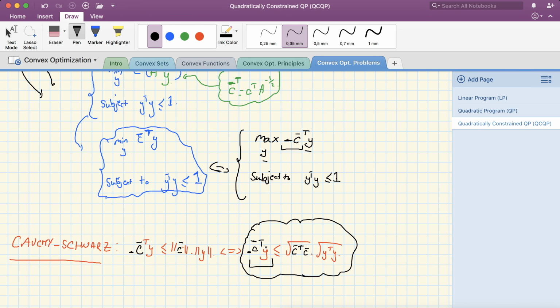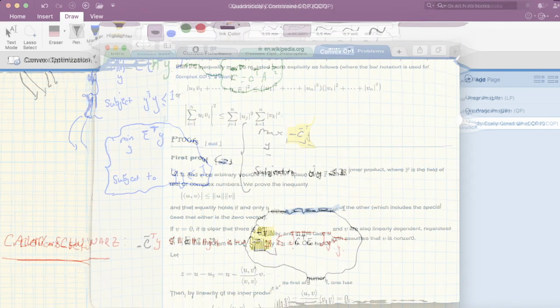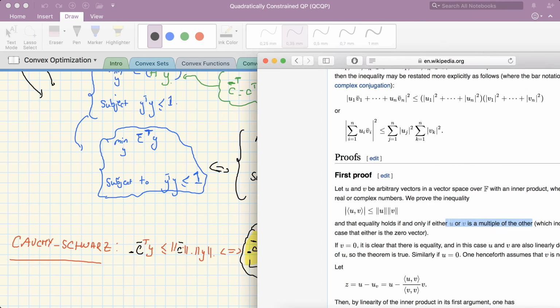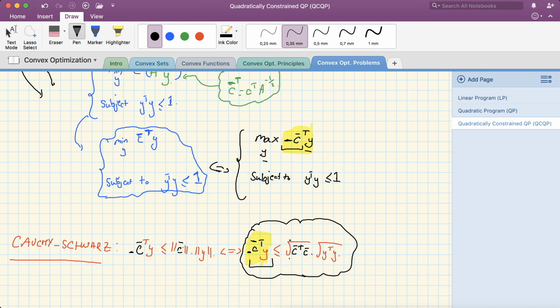Aren't we maximizing this quantity? Isn't this our cost function? Yes, it's over here, exactly. So when is this guy maximized? It's when we hit this upper bound. And when is this attained? It's when u and v are multiples of each other. That is, when you choose y as a multiple of minus c bar.